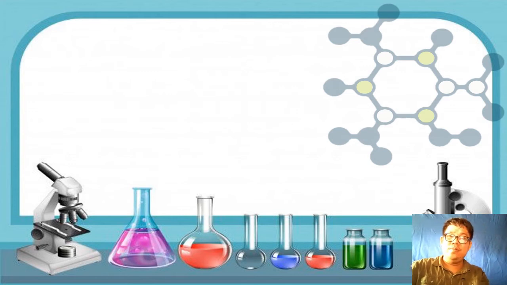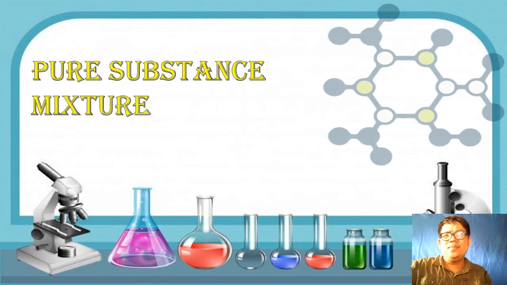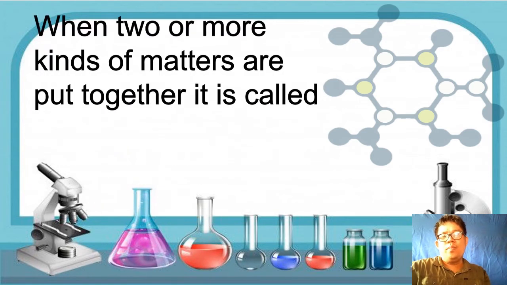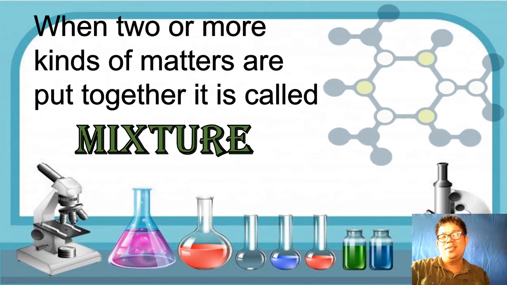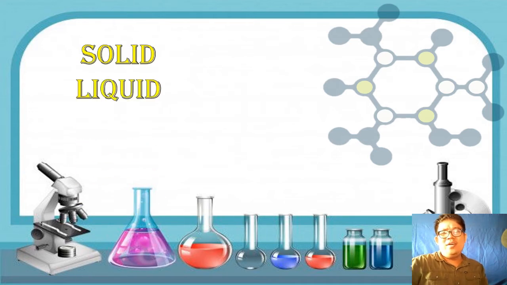Ano na nga ulit yun? Tama. Matter is anything that occupies space and has mass, and it is around us. The two classification of matter is pure substance and mixture. Let us start with mixture. When two or more kinds of matter are put together, it is called mixture. At syempre, kapag sinabi nating mixture, this can be solid, liquid, or gas.